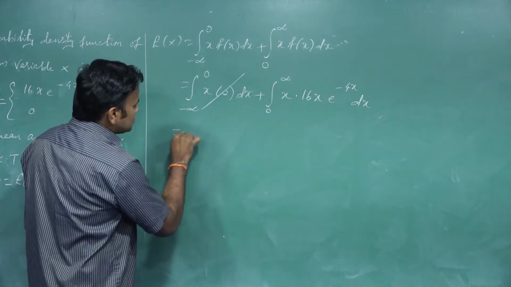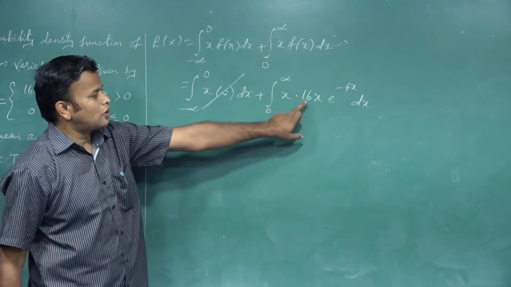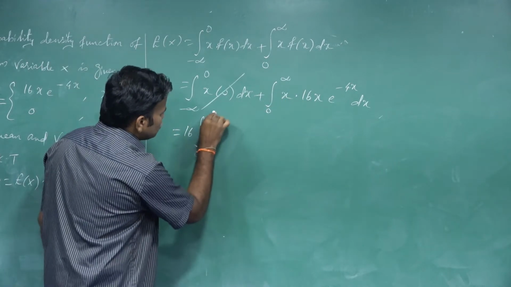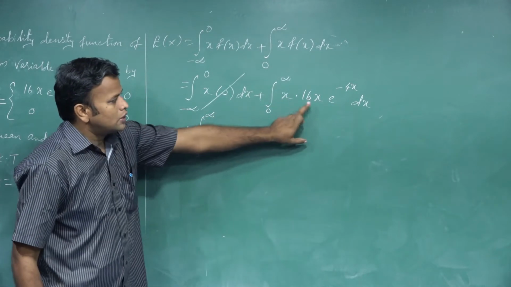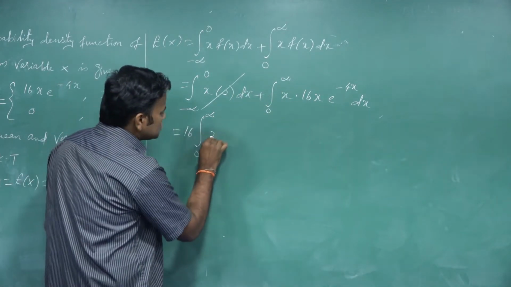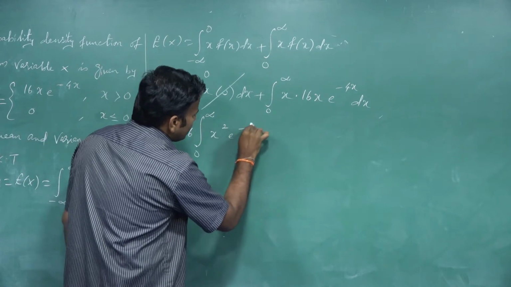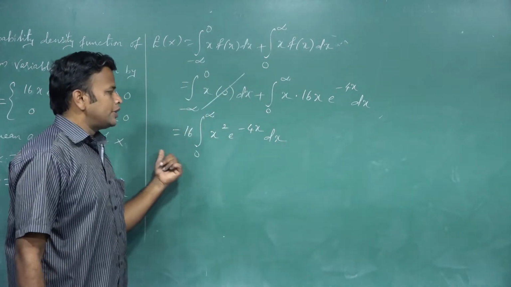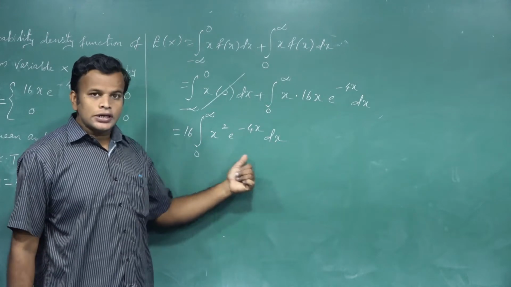Now in the second integration you see some constant is there. The constant is 16. I will take the constant outside. 0 to infinity of x, again one x, x into x is x square, e power minus 4x into dx. You know very well the concept of the value of this integration.